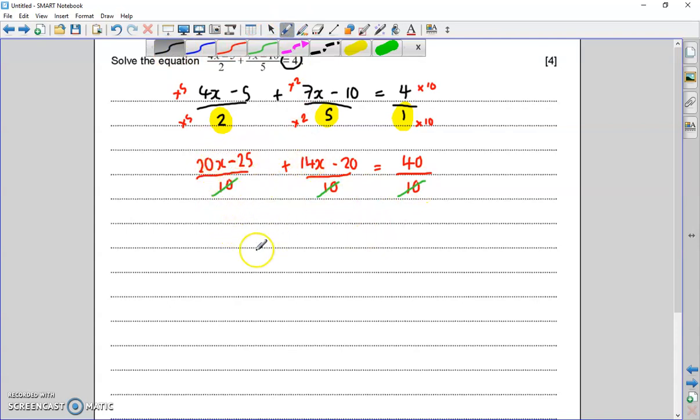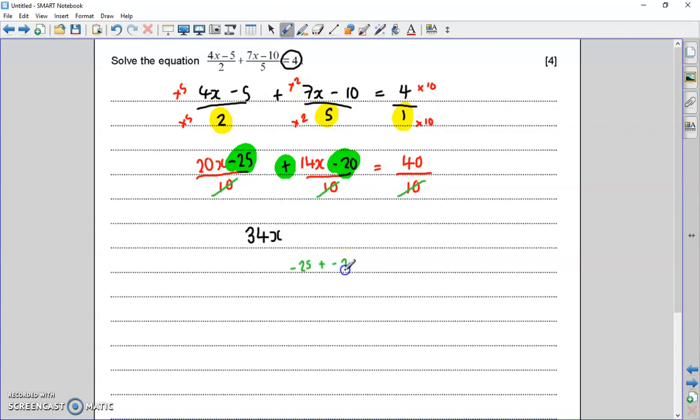20x plus 14x, 34x. Careful here. We've got minus 25, add minus 20. They make a minus. That's minus 45. Okay, equals 40.